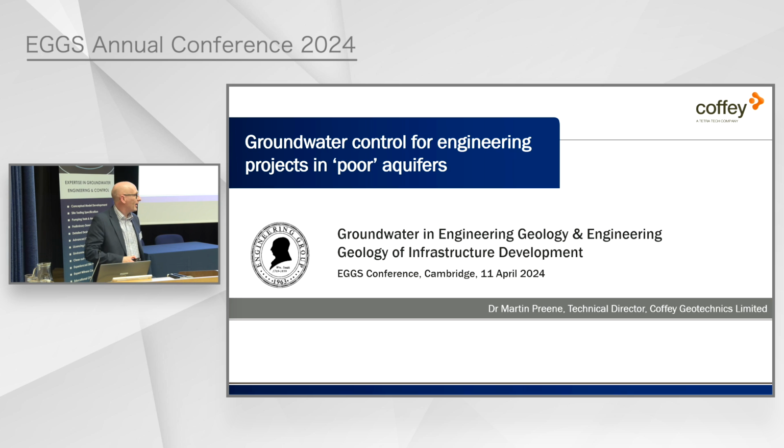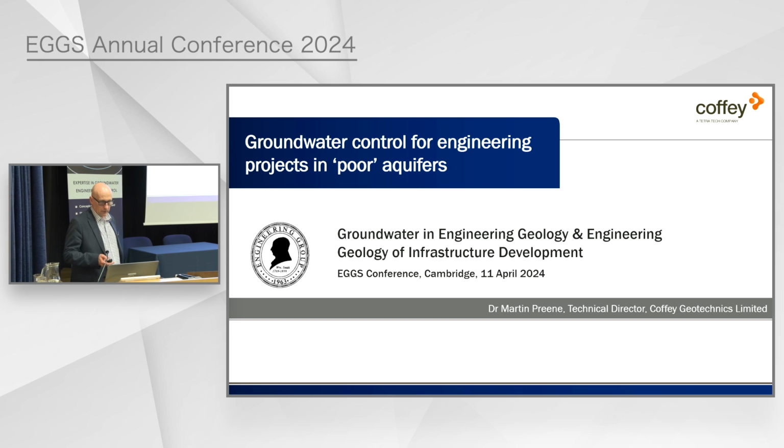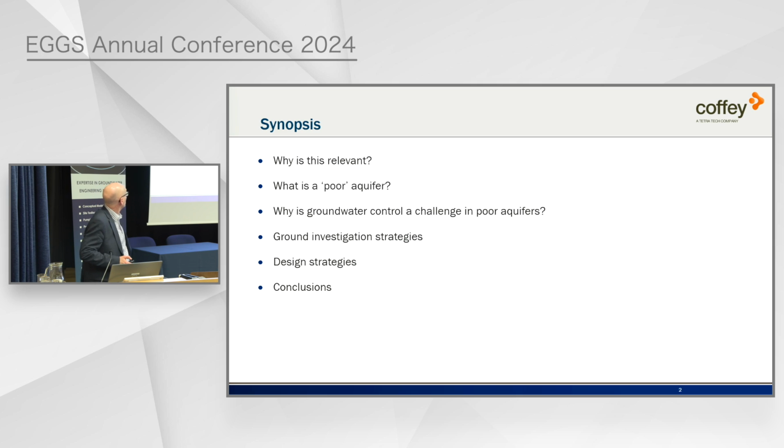And I don't actually have a favourite equation, but I will put one up that is solidly in my top five. So tonight I'm going to give you quite a personal talk about the problem of carrying out groundwater control in poor aquifers. And I'm going to have to explain to you why I think that's relevant. So I'm going to have to tell you about the problem, then tell you what I mean by a poor aquifer. And I'll talk about these challenges, and then I'm going to come up with some ground investigation strategies and some design strategies and some very brief concluding remarks.